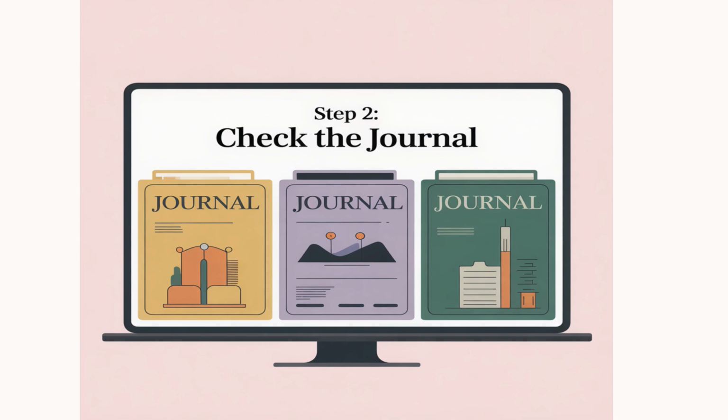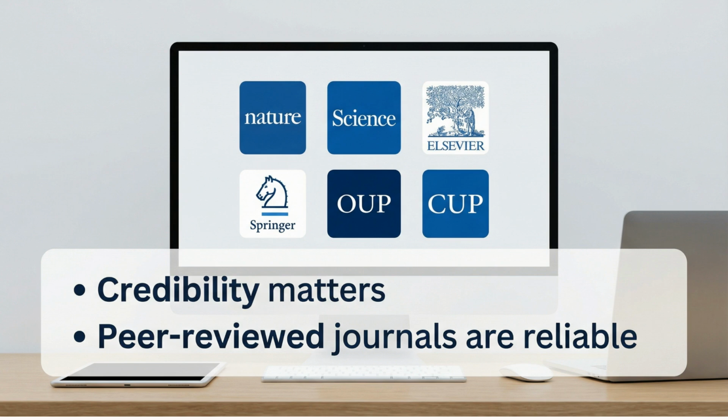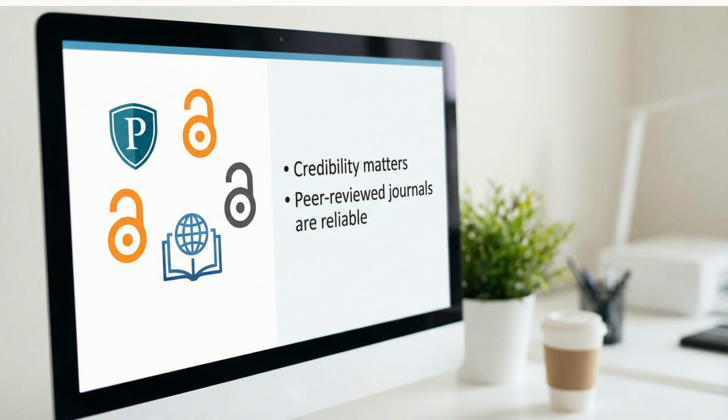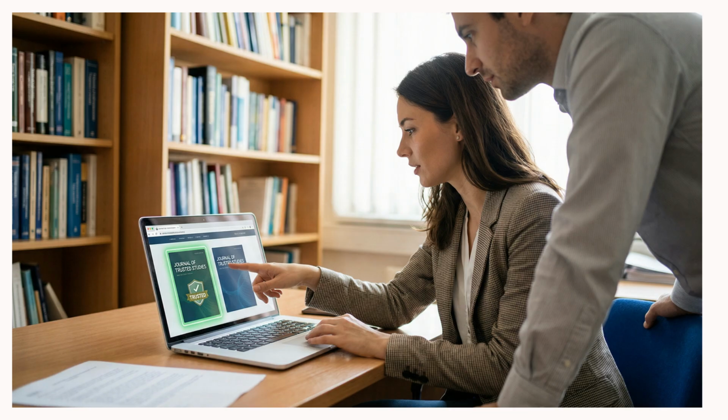Step 2. Check the journal. Next, look at where the paper is published. This matters more than people think. Journals from well-known publishers usually follow proper review processes, which means the information is more reliable. So before you invest your time, just take a few seconds to check the journal name.